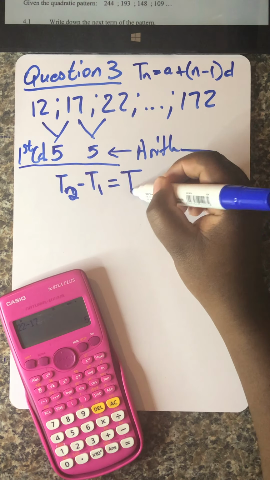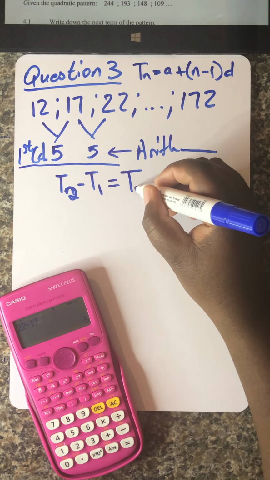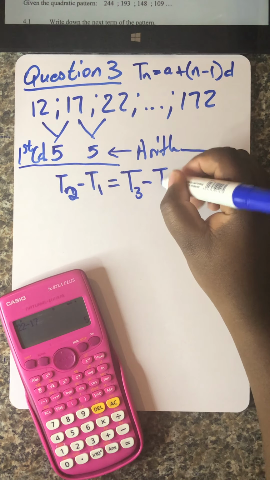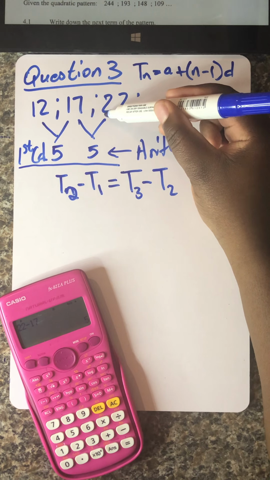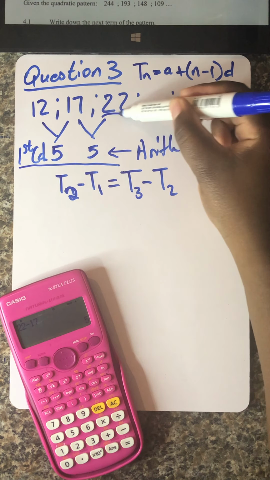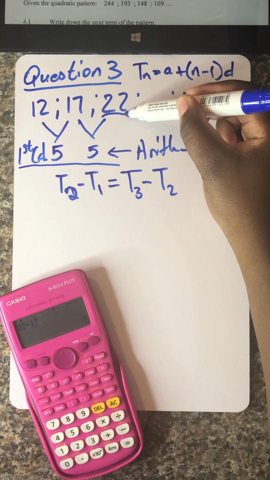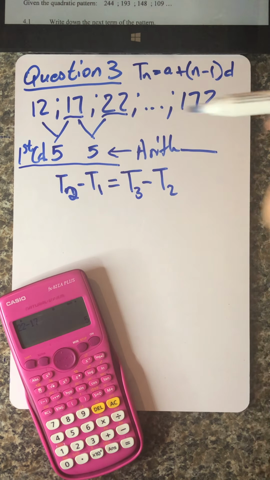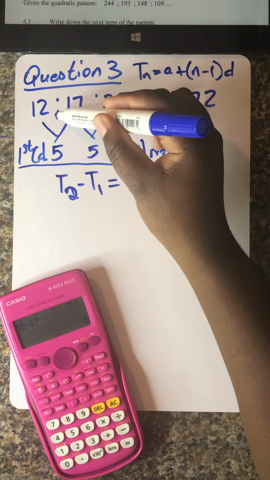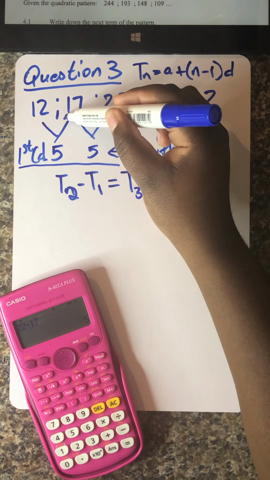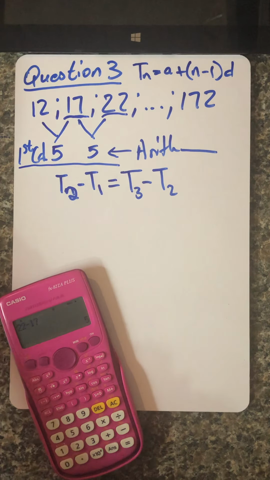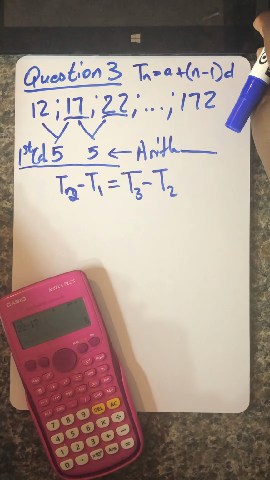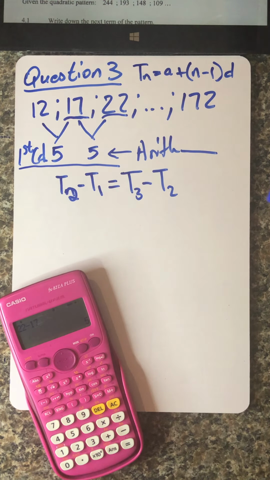Or otherwise you can even find it using term 3 minus term 2. So it's just the term, and then you subtract the previous term. You subtract the previous term from the next term. Not sure if it makes sense guys, but it's that easy. It's not that complicated. If you are in grade 10, 11 and 12, you already know this information.